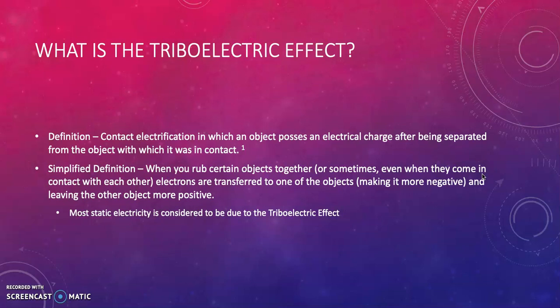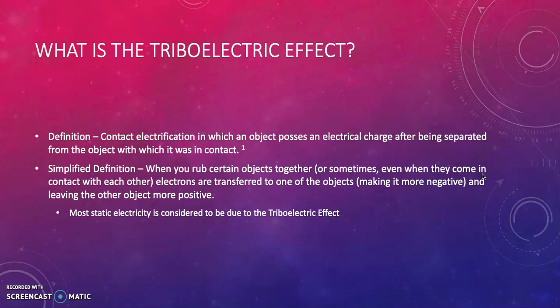Well, the definition of it, the triboelectric effect, is that it is contact electrification in which an object possesses an electrical charge after being separated from the object with which it was in contact. So more simplified, basically what it's saying is when you take two objects and you rub them together, you will have a transference of electrons from one of the objects to the other object.